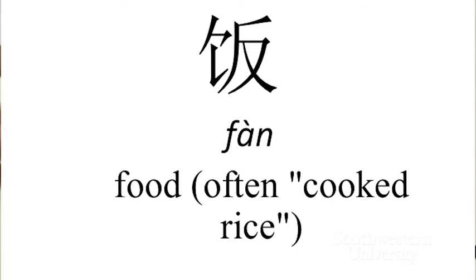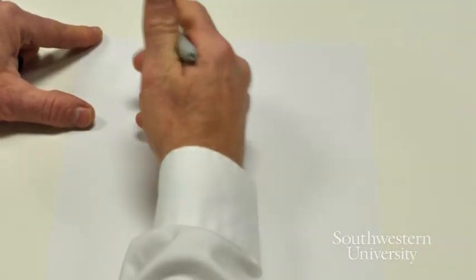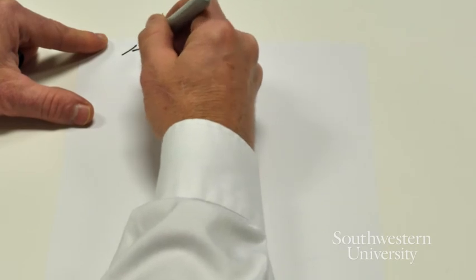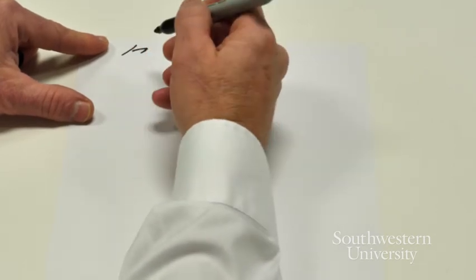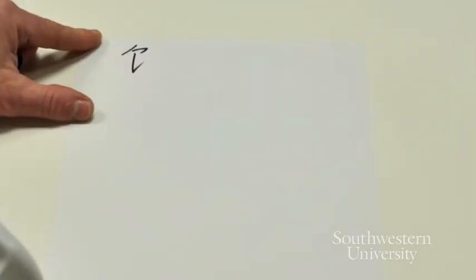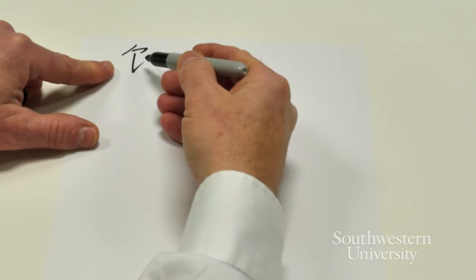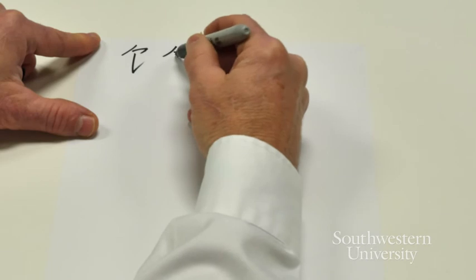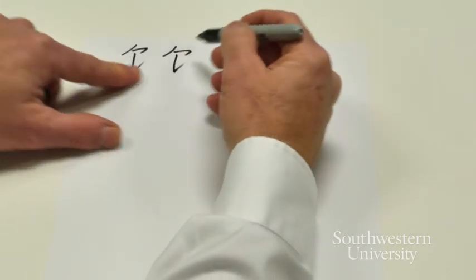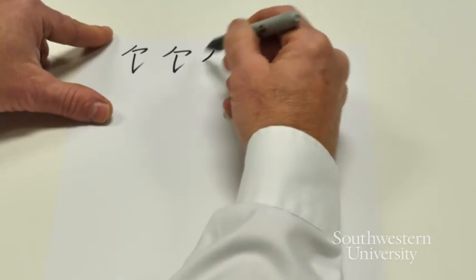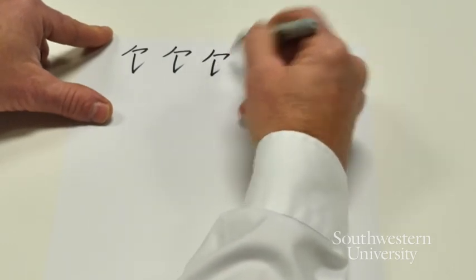So the next character, fan. Fan means food in general, white cooked rice in particular, but when it's used in chur fan, it just means food. The radical is this. Let me go over it again. Pie, hung go, shu go. It's very simplified, so sometimes students have a problem with it. Pie, hung go, shu go.